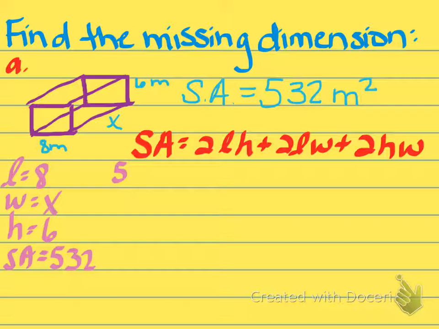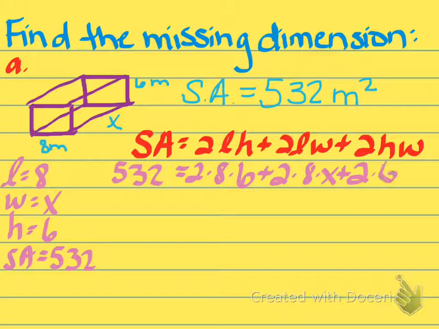So substituting in, I've got my surface area is 532, and I've got 2 times the length, which is 8, times height, which is 6, plus 2 times length, which is 8, width, which is X, plus 2 times height, which is 6, width, which is X, and there we go. Now again, it's very helpful to underline your sections or put them in parentheses or something, because there's a lot going on here, right? This long equation looks pretty crazy. And you're not just working from left to right. You actually have to group together your multiplication and then work with your addition.